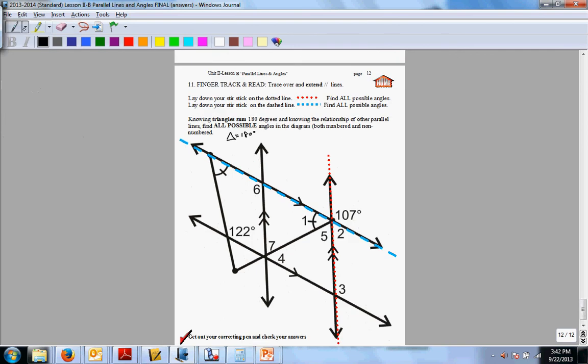So here it says lay your stir stick down on the dotted line. Notice we have parallel lines here. See the arrow feathers? Using that, find all possible angles. I'm only going to do a couple with you. Ready? Sweep the 107. And then you have corresponding angles. That means angle 3. Same side, one's in, one's out. That's corresponding. So that means angle 3 is 107.